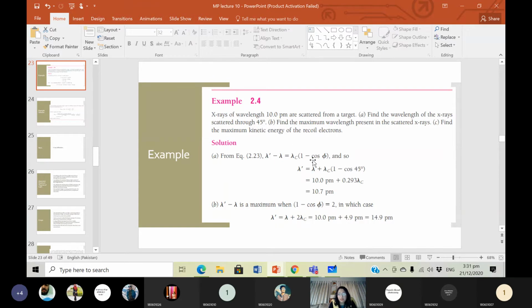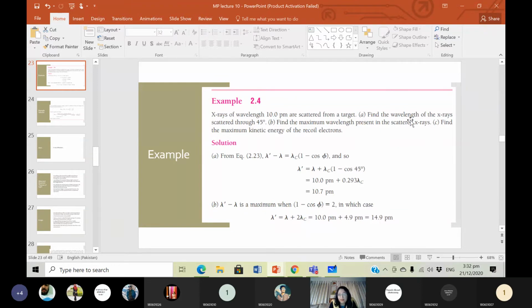Now we have this equation. Okay? Now our phi here is 45 degrees. And our lambda c is what we have already calculated, okay? We're talking about electrons here. Part B says find the maximum wavelength present in the scattered X-rays. Maximum wavelength, okay? And part C says find the maximum kinetic energy of the recoil electrons.